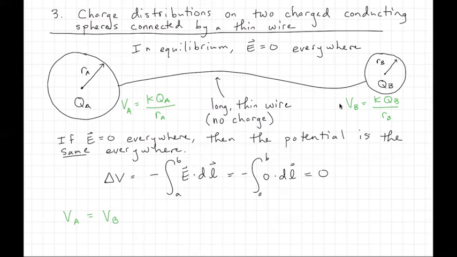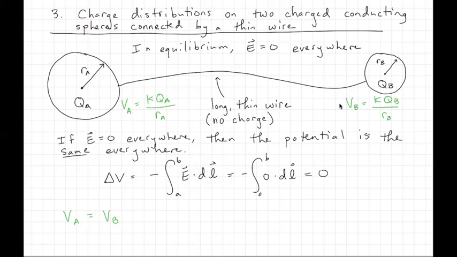The other argument that we're going to make about the system is that the wire is thin. And all that means is that the wire really doesn't hold any charge, or not enough charge compared with how much charge is on each of these spheres. So we're going to ignore how much charge is on the wire and just assume that all of the charge is on either the big sphere, sphere A, or the little sphere, sphere B. So let's see what happens.